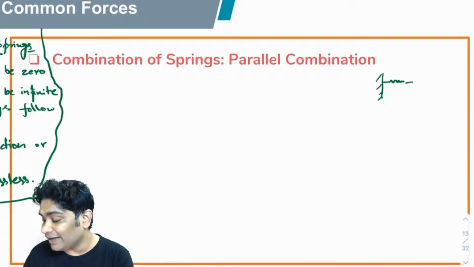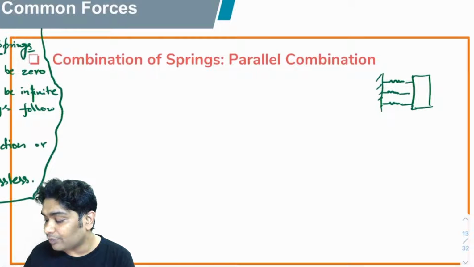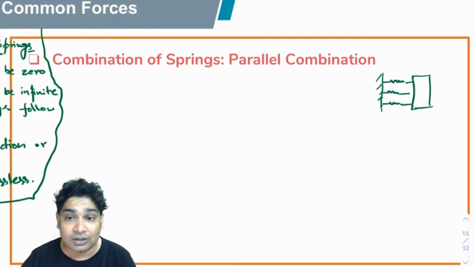There is one spring like this, there is another spring like this, and then there is another spring like this. All right, so you have a mass connected to this. So this is called a parallel combination. All right, this is called a parallel combination.